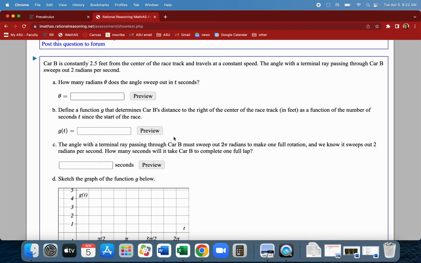So theta equals some expression in terms of t. Find a function g to determine the horizontal distance from the center, the distance to the right, where negative would be to the left, as a function of this number of seconds. And then part C asks, how many seconds does it take to complete 1 full lap? And that's going to be important for us doing our graph. So see if you can figure out parts A through C, and then I'll show you how this graph works.